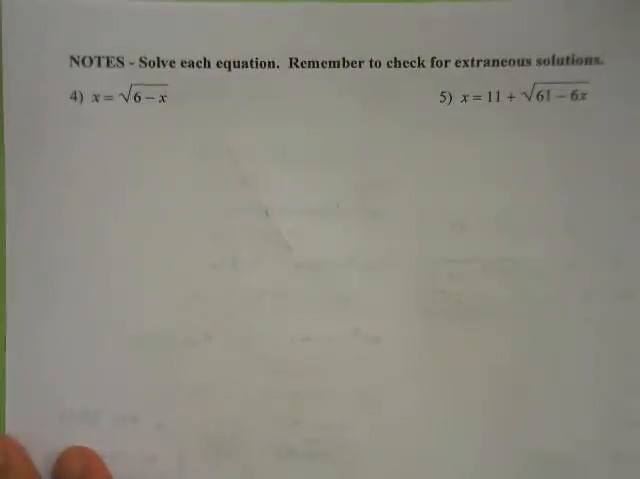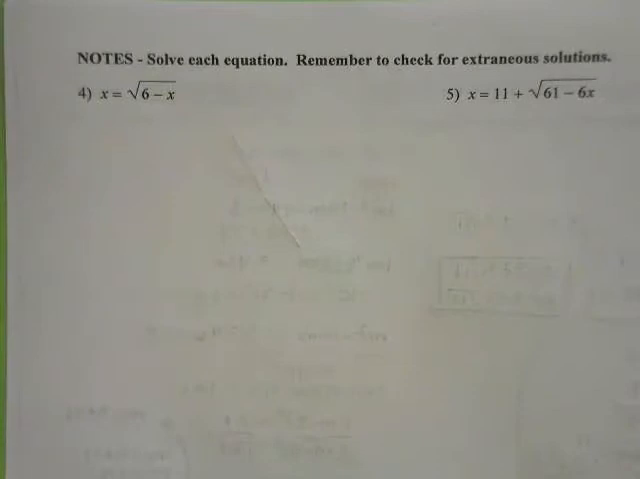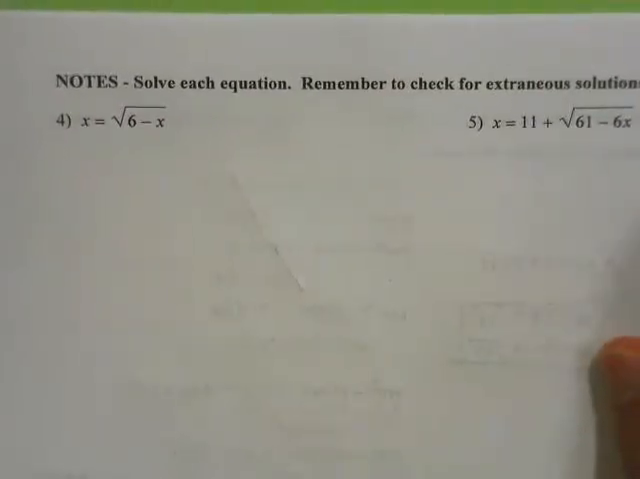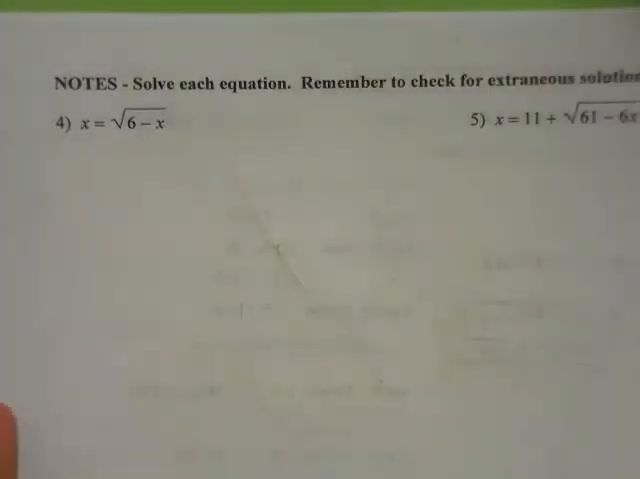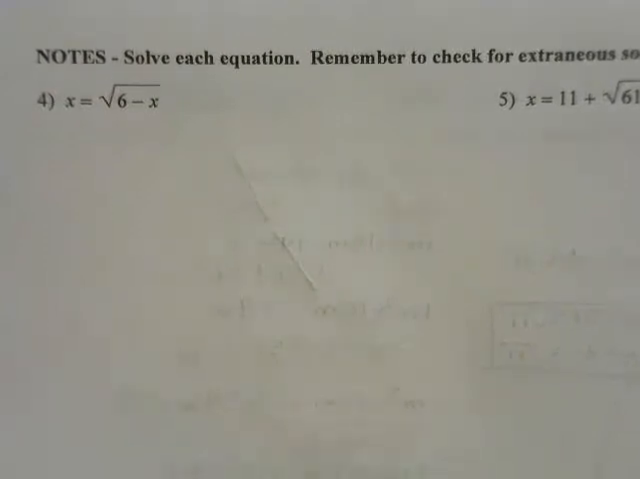Number 4 and 5, we have some square root functions here, and let's go ahead and solve them. And then we even have an additional sentence. We got to check for extraneous solutions, because sometimes after we solve for x, it might not work. And then I can show you a graphical representation as to why that is.